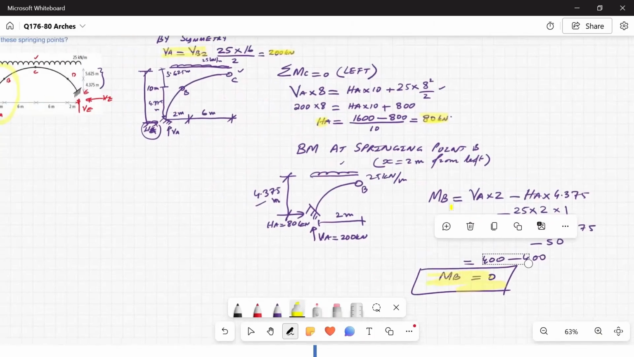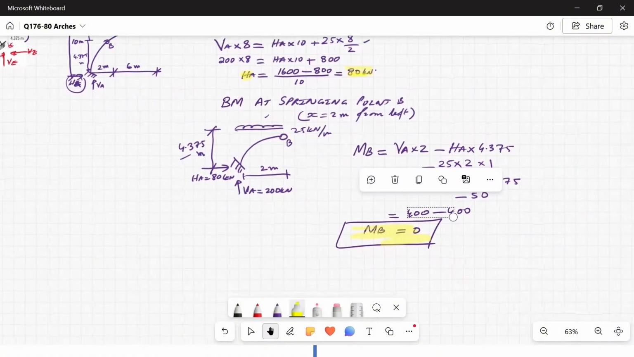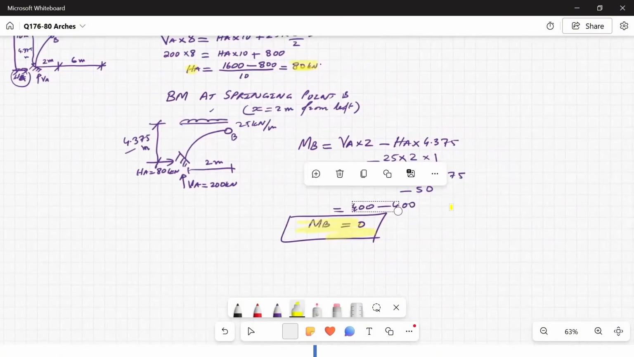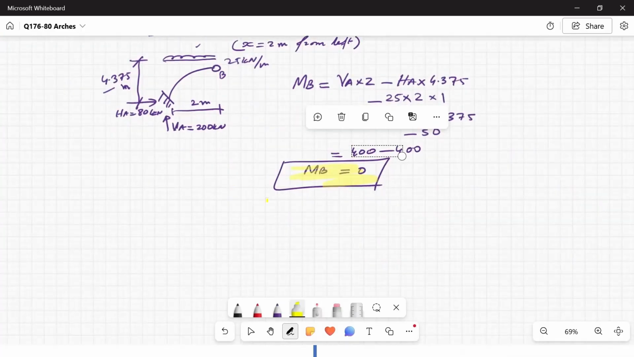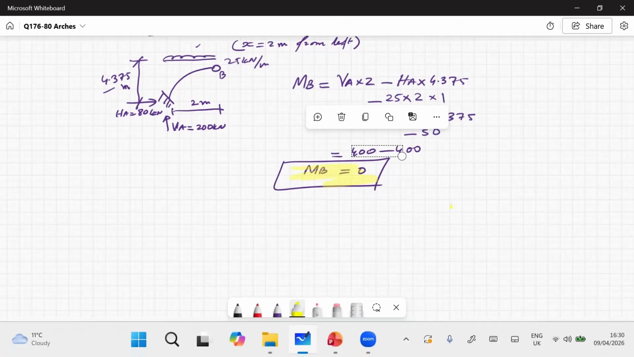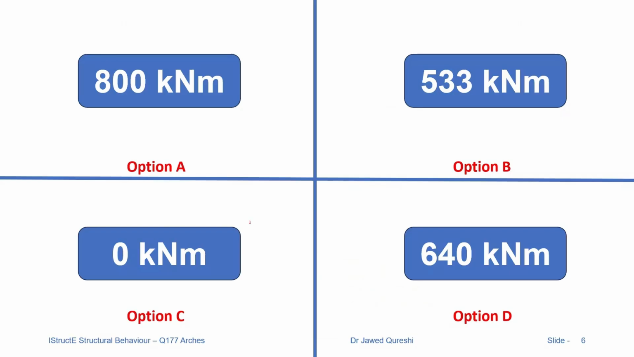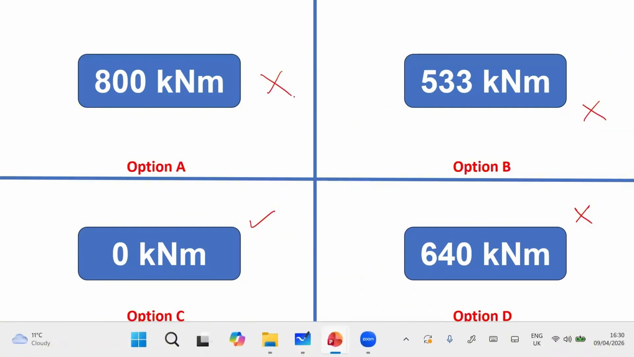So the correct answer is 0. Let's go and see the answers. So moment at springing point B is 0. These are pin supports, so it proves that it is 0. So option C is the correct one, option D is wrong, option B is wrong, and option A is wrong as well. So correct option is option C, which is 0 kilonewton meter.